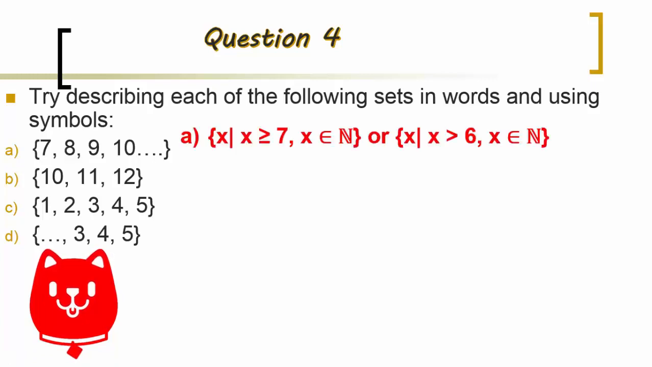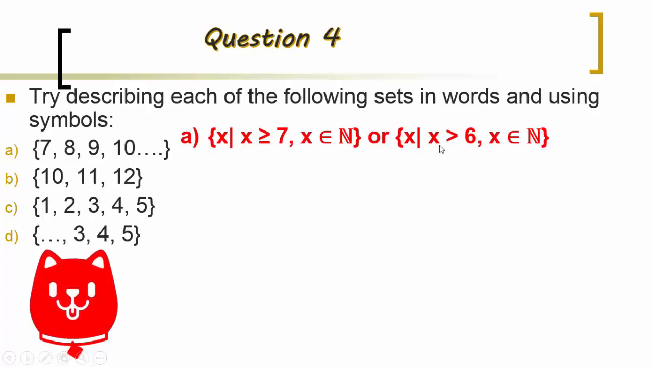Well, let's look at A. In A, there are two ways we can express this. One way, we can include 7, and the other way, we can say that x is greater than 6, but doesn't include 6. So the way we can write that is the set of all x such that x is greater than or equal to 7, and x is an element of the natural numbers. So when it's greater than or equal to 7, it'll include all the numbers to positive infinity, so this will go on and on forever.